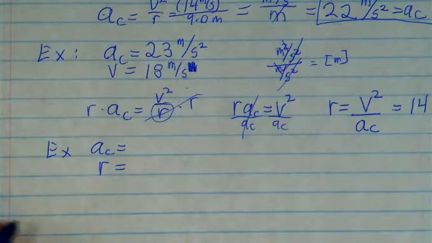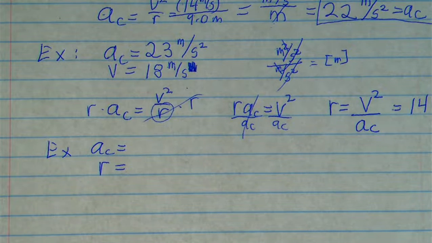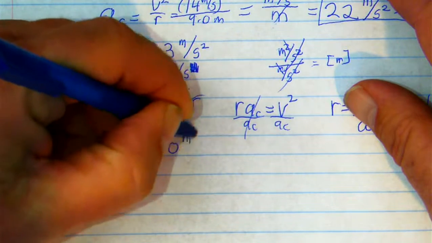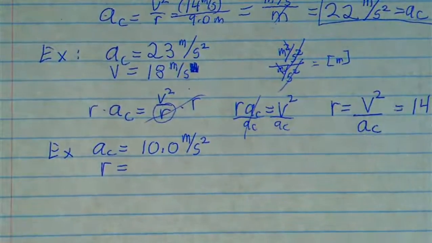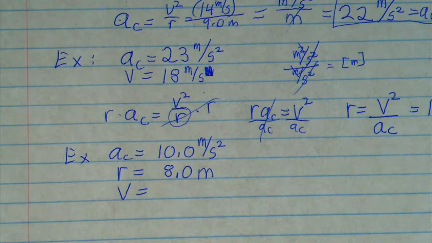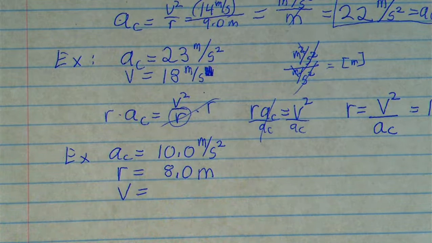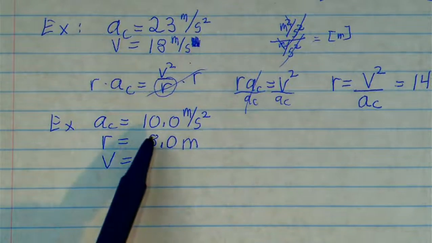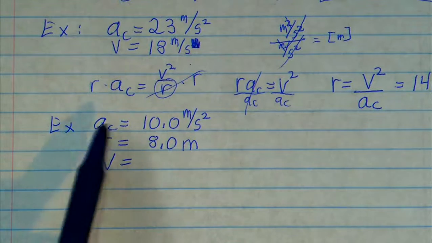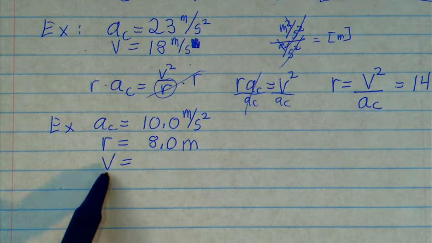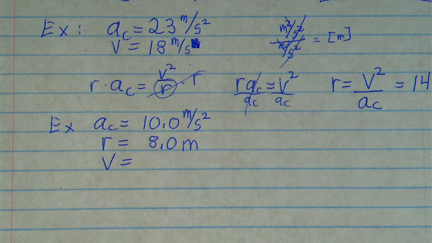Let's see if we can take that one far. All right, so we're going to set our acceleration to be 10 meters per second squared. Our random value for the acceleration is 10.0 meters per second squared. Our random value for the radius is 8.0 meters. And this time, you need to rearrange the equation on your own to solve for the corresponding speed. Calculate, please, what is the matching uniform circular speed.